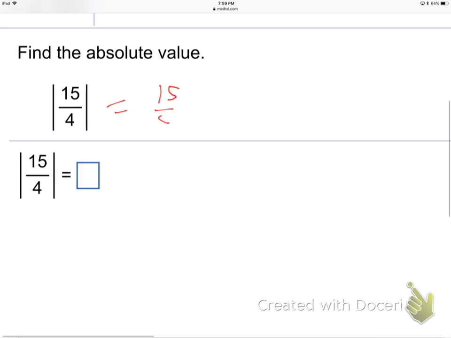So it's just 15/4. Notice if it had been negative, it would make it positive. It's that simple. Absolute value just makes it positive. That's all it is. So that one already was positive, so we did nothing. But if it had been negative, we would make it positive. So the straight bars, they make things positive. That's what they do.